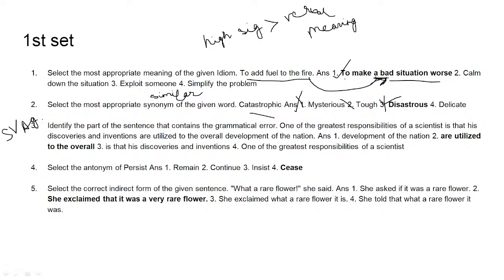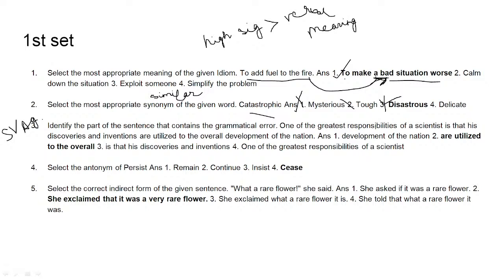Okay, our sentence is: One of the greatest responsibilities of a scientist is that his discoveries and inventions are utilized to the overall development of the nation. It seems that the entire sentence is correct, right? Because there is as such no problematic construction of the sentence, and all the syntax is also correct. Syntax means how you arrange the sentence.